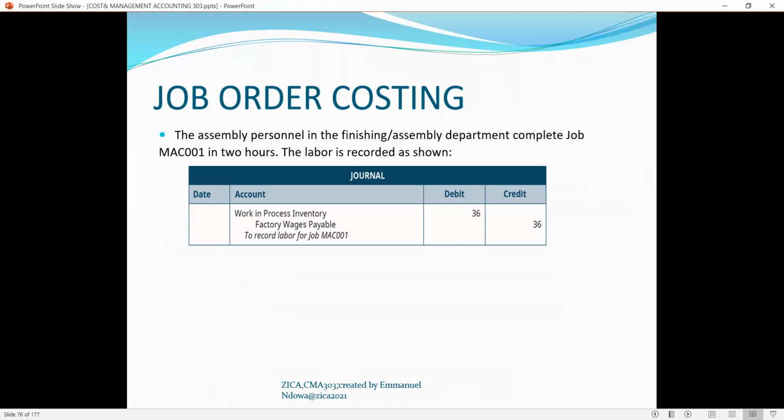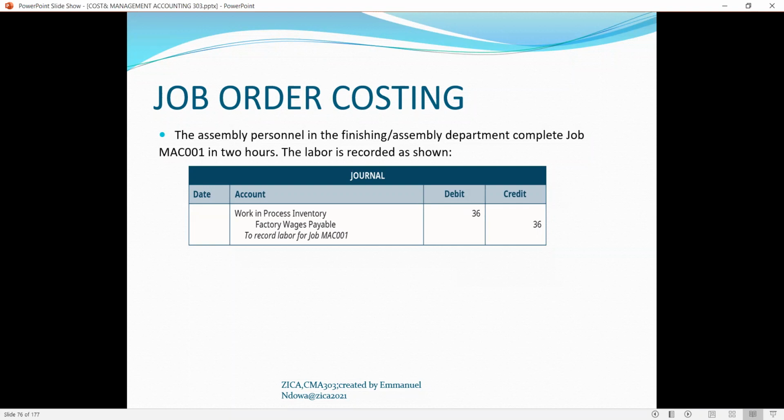So you can actually see that the assembly personnel in the finishing assembly department complete the job in 2 hours. The labor is recorded as shown. Still, we are crediting the wages payable and debiting the work in process inventory. So you can actually see that these workers, the ones in the assembly department, the ones in the initial stage, all these people, they are direct labor because they are directly connected to the production of the billboard.